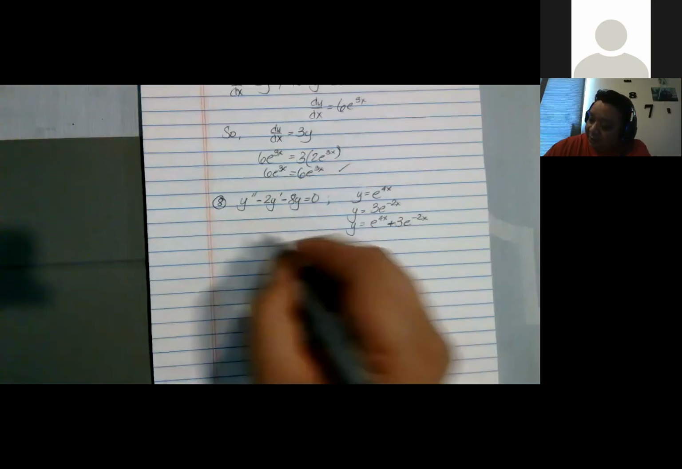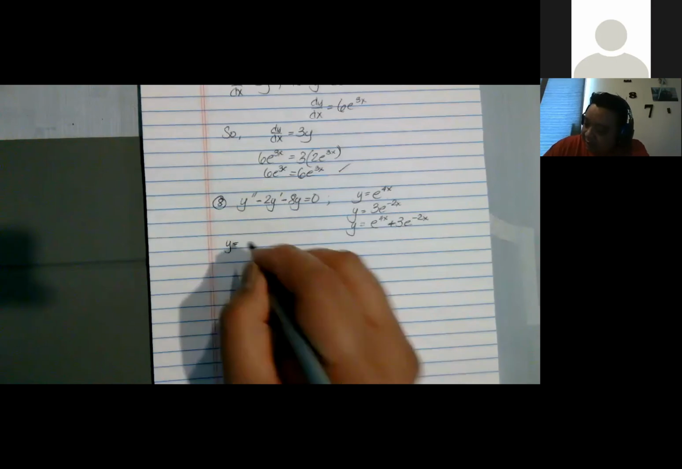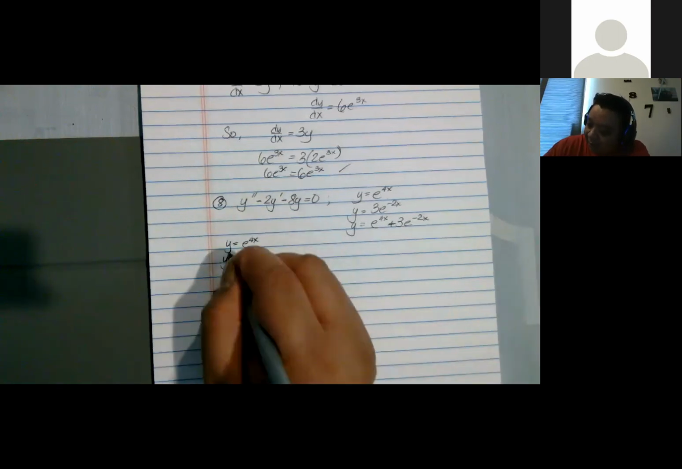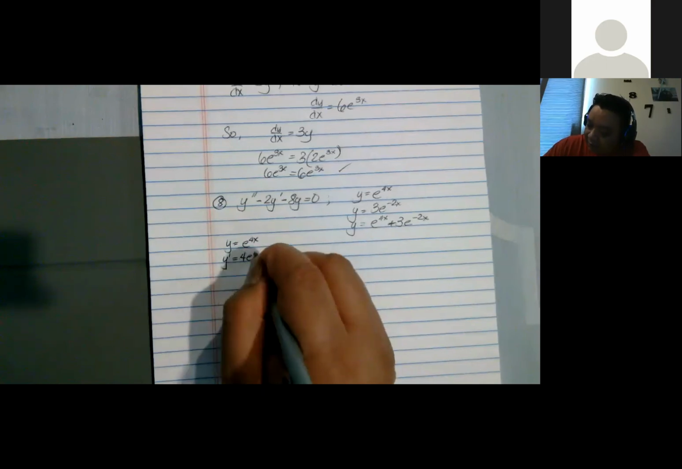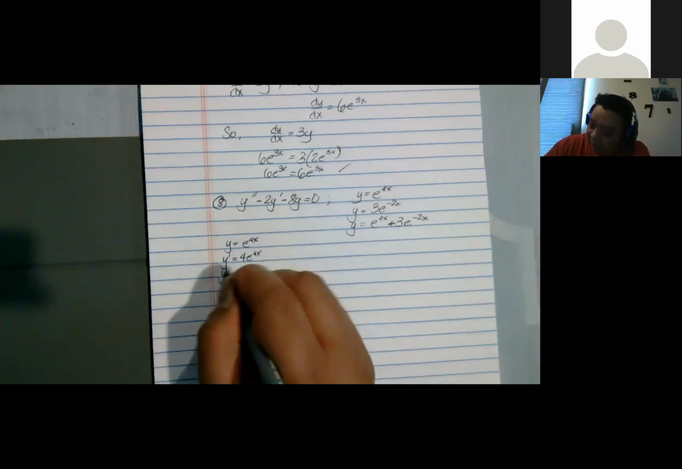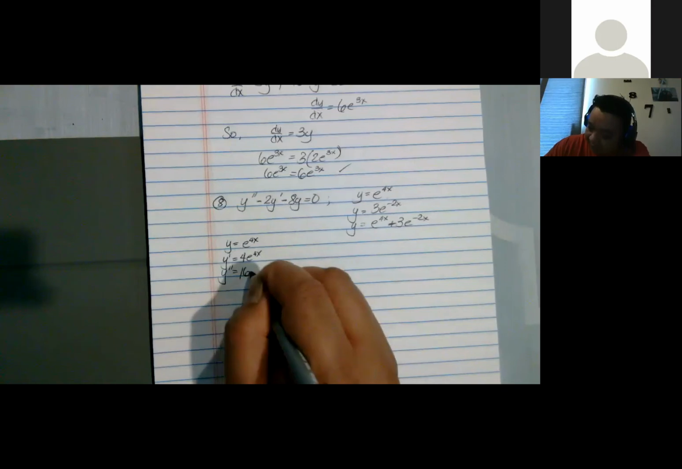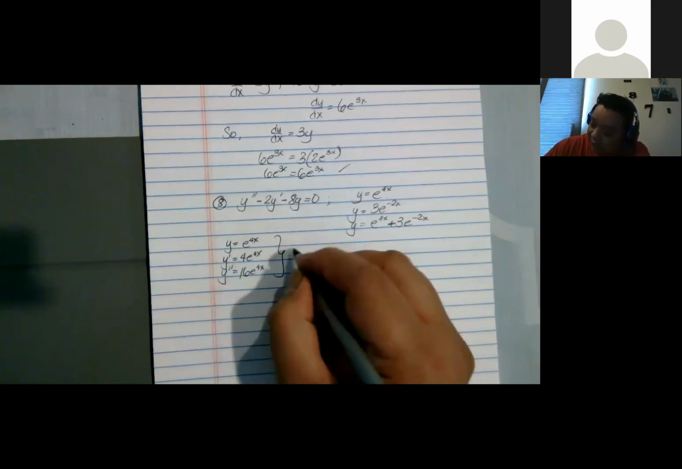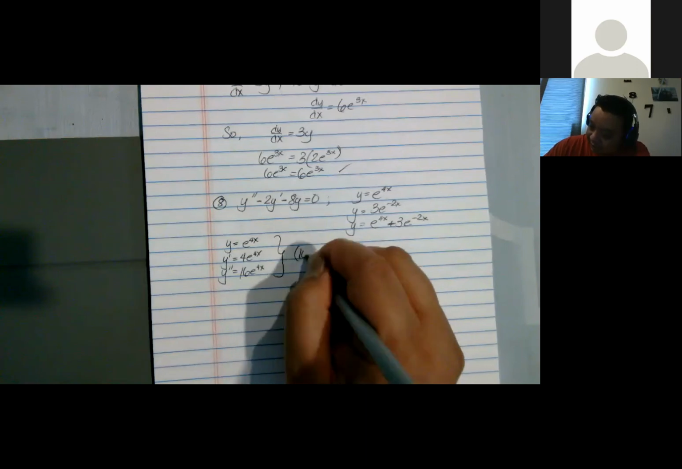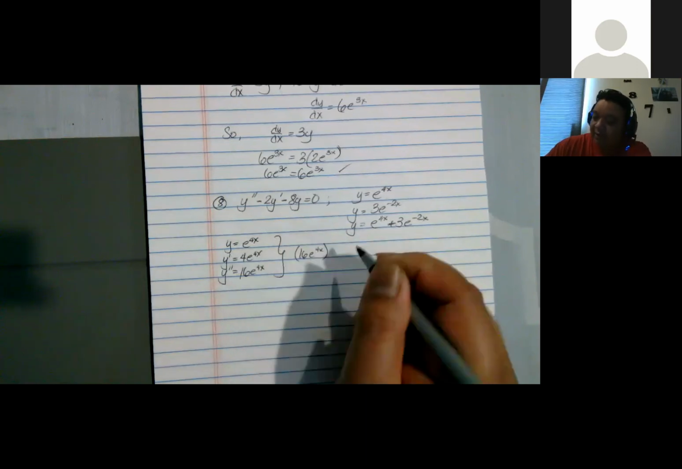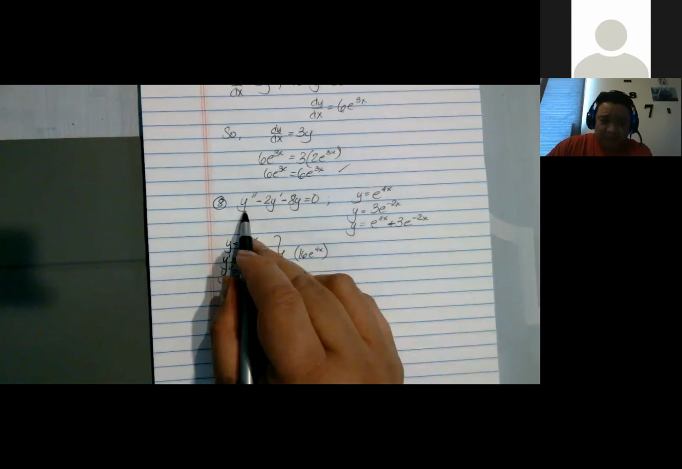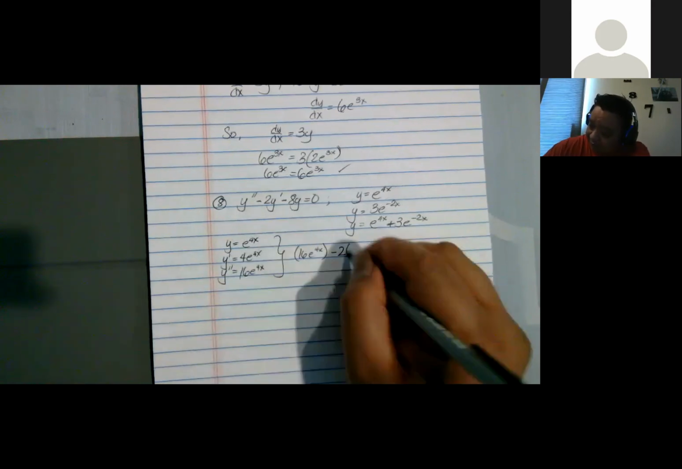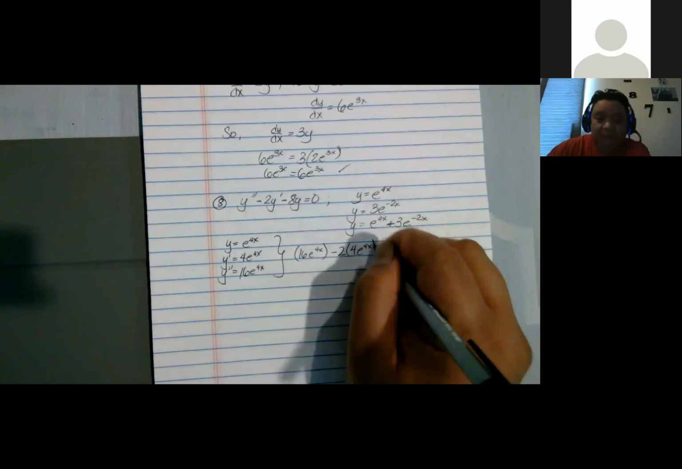So on the first one, y is e to the 4x. And then y prime is 4e to the 4x, and y double prime is 16e to the 4x. And then now plug it into your differential equation. You have 16e to the 4x, that's your y double prime, minus 2 times y prime, which is 4e to the 4x.